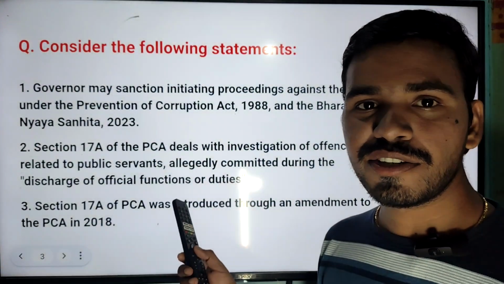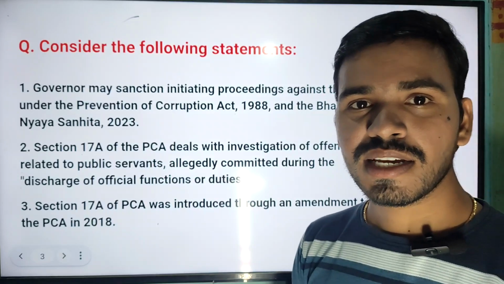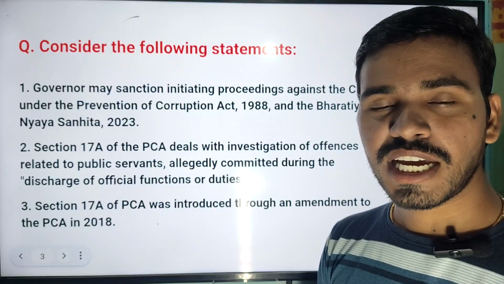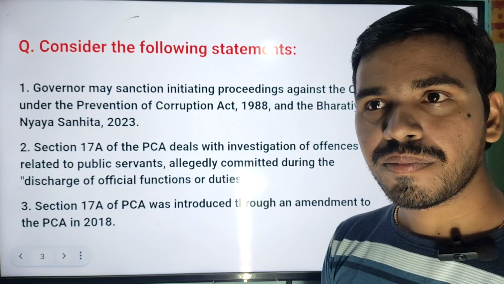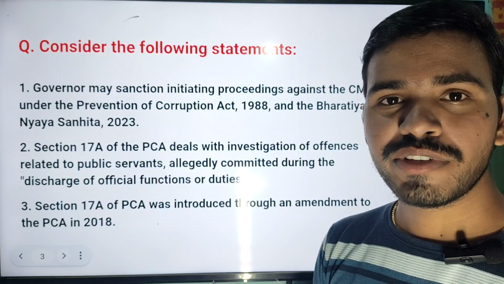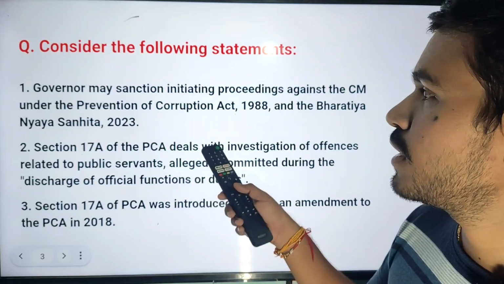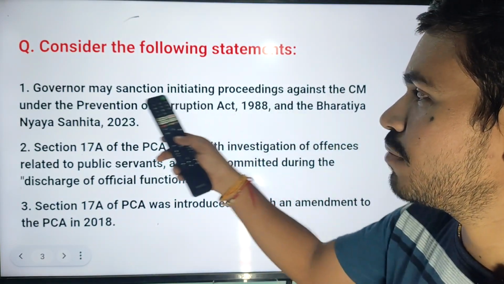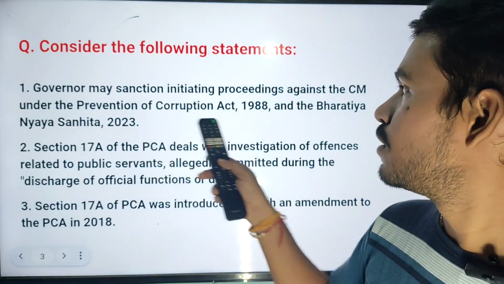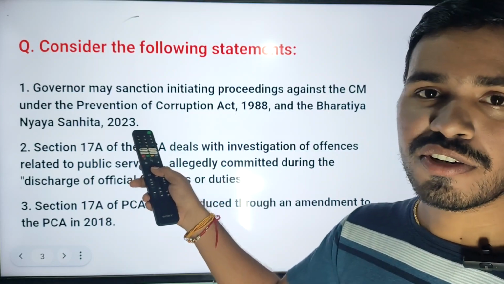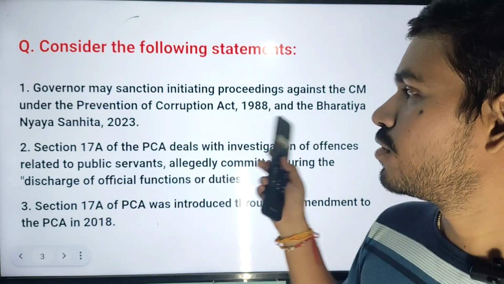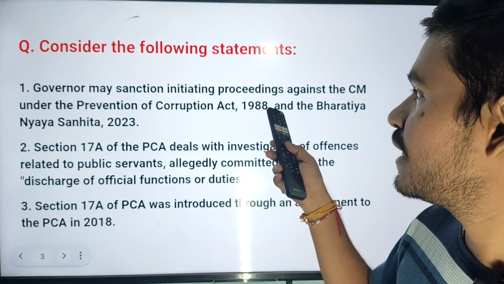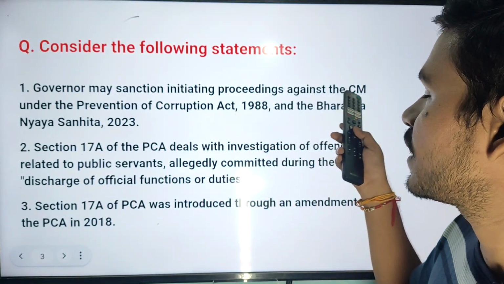So, this is related to the recent case against the Karnataka CM. What happened there? In some land scam allegations, the state governor approved an investigation of the CM. Based on that, these statements are given. Governor may sanction initiating proceedings against the CM under the Prevention of Corruption Act 1988 and the Bharatiya Nyaya Sanhita 2023. These are the new IPC sections.